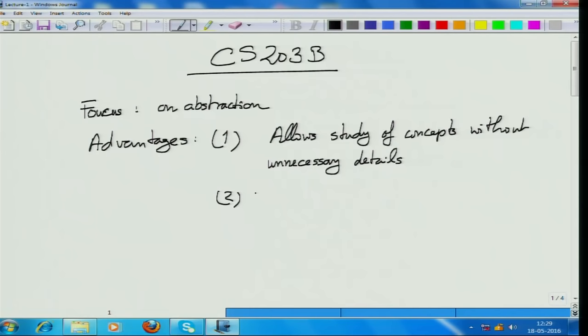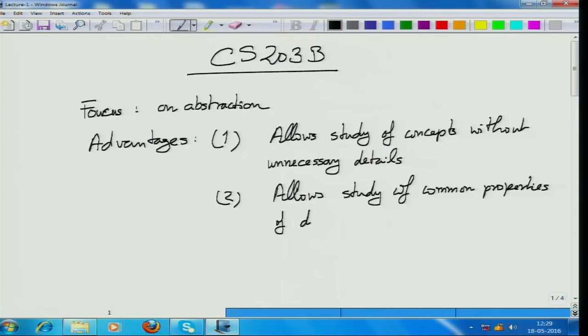And the second one also is extremely important, is that it allows us to study common properties of different concepts. You have multiple concepts, you abstract their properties out, some of them will be common. So once you study the common properties, that is applicable across the concepts. We will see examples of this, and I am sure you have come across examples earlier as well.